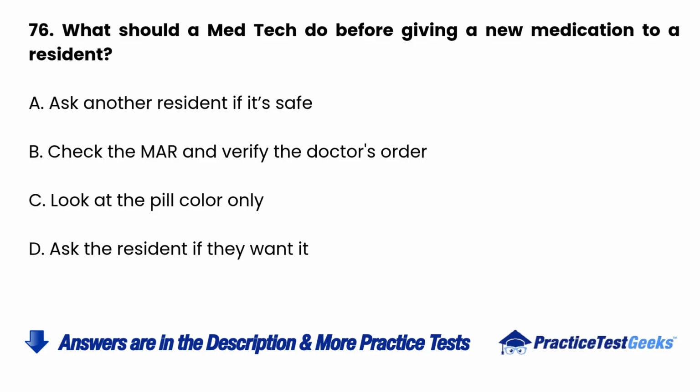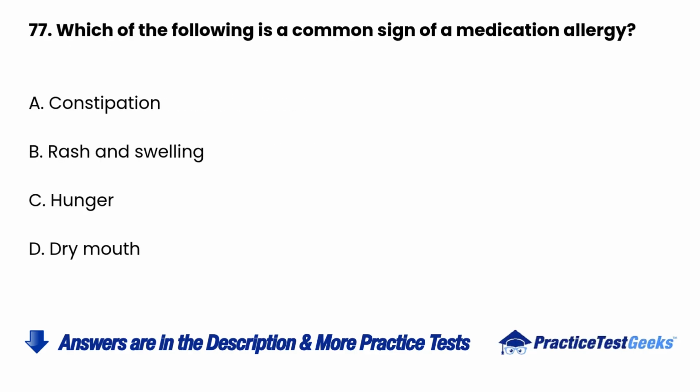76. What should a med tech do before giving a new medication to a resident? A. Ask another resident if it's safe. B. Check the MAR and verify the doctor's order. C. Look at the pill color only. D. Ask the resident if they want it. 77. Which of the following is a common sign of a medication allergy? A. Constipation. B. Rash and swelling. C. Hunger. D. Dry mouth.